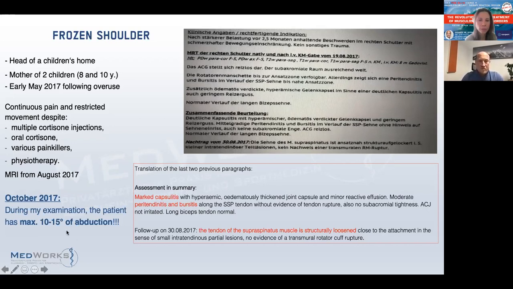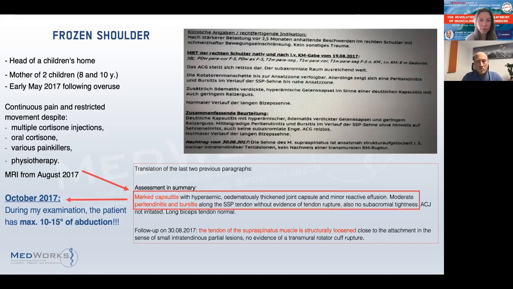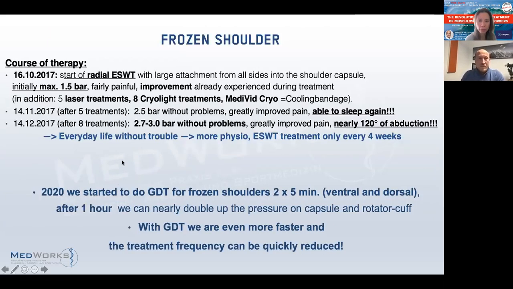The MRI from August 2017 showed the capsulitis, and then she came to me in October 2017, and she had an abduction of 10 to 15%, which means you cannot use the arm. You cannot put your clothes on your own. You have to have somebody who helps you. It was really a very bad time.